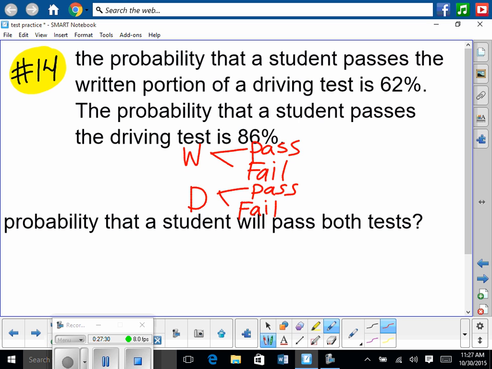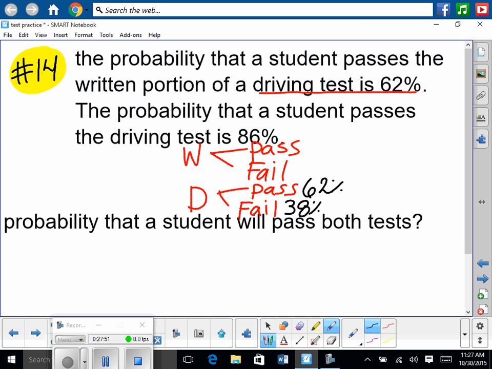Okay, so now it says the probability that people pass the driving test is 62%. So the pass rate of driving is 62%. Well, then what's the fail rate? 38%. All right, also it says the probability that a student passes the driving test is 80.